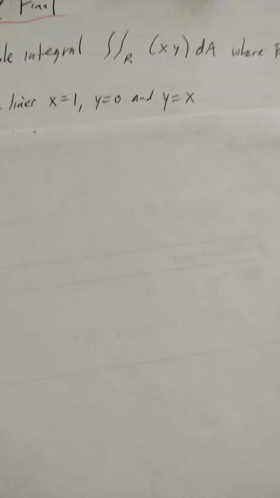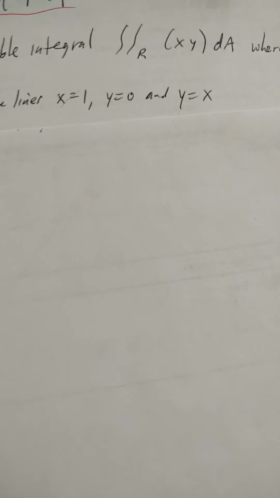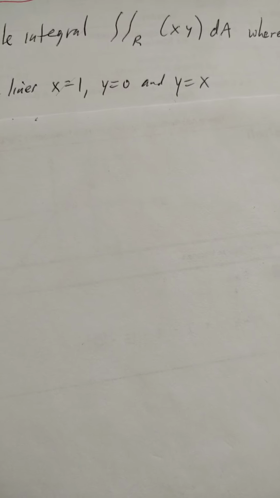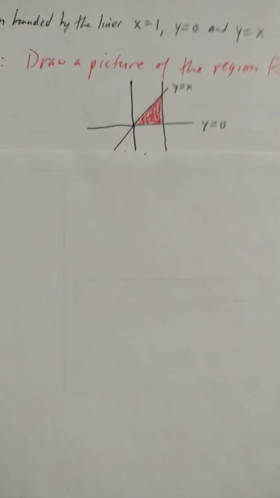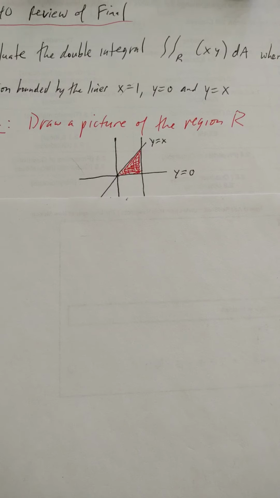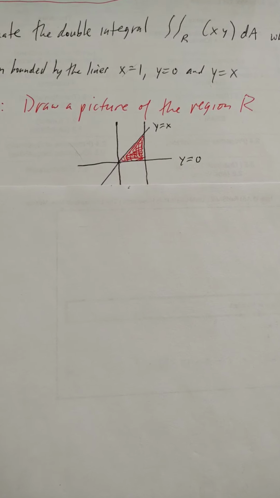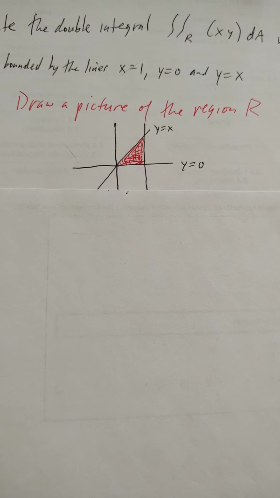Okay, so whenever I see a question like this, the first thing we should do is draw a picture of this region R. So remember, x equals 1 is a vertical line, y equals 0 is a horizontal line, the x-axis. And then y equals x cuts through quadrants 1 and 3 at a 45-degree angle. So just a rough sketch looks like this. And so there's our region R. So we want to find the volume underneath that surface and above that region R.